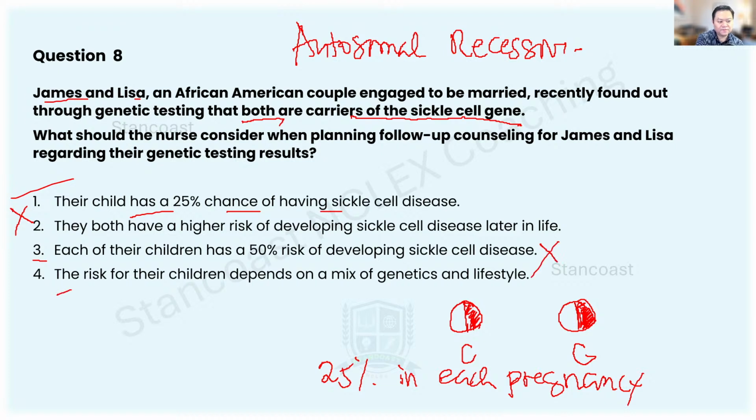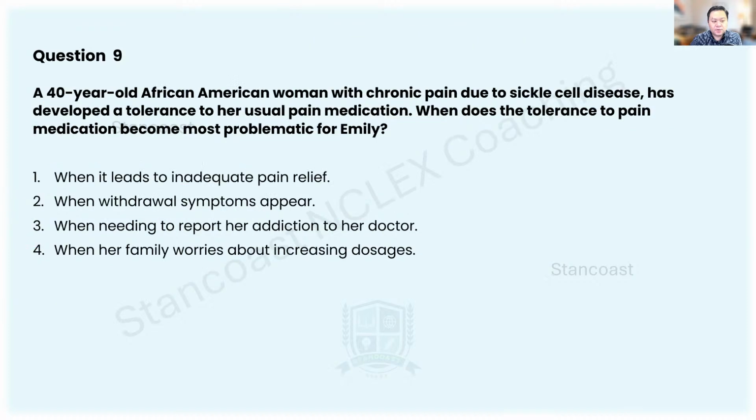What about 4? The risk for their children depends on a mix of genetics and lifestyle. Again, let's go back into the concept. The risk of inheriting the sickle cell disease is purely genetic, not lifestyle. This is wrong. Okay? It is only genetic. So this is an incorrect statement. So our correct answer here is number 1. Let's go to question number 9.